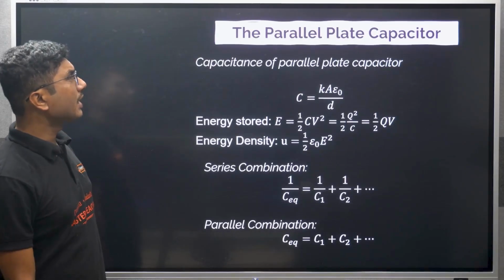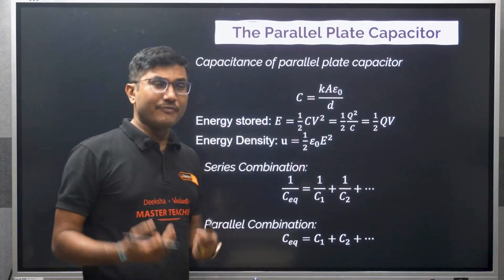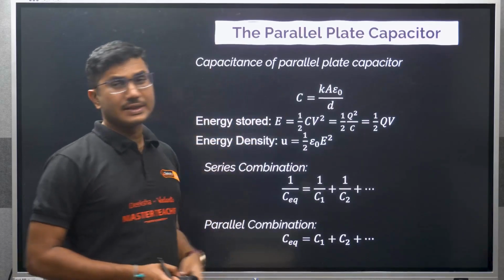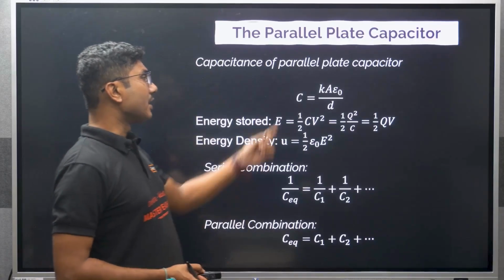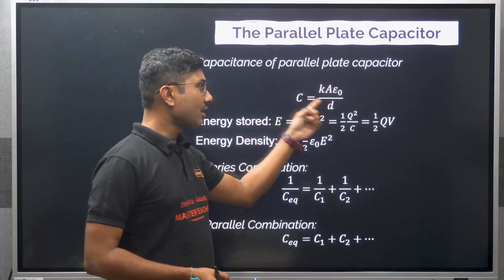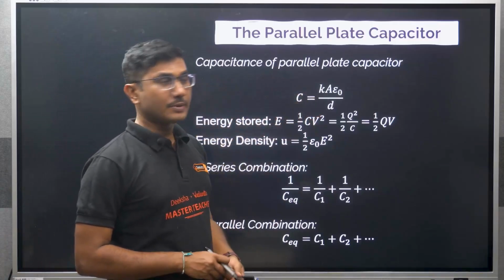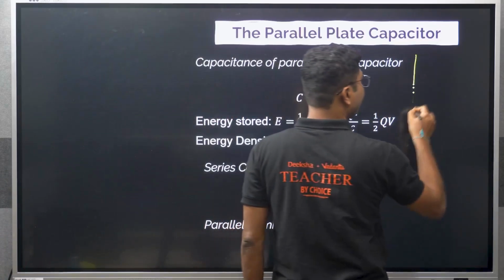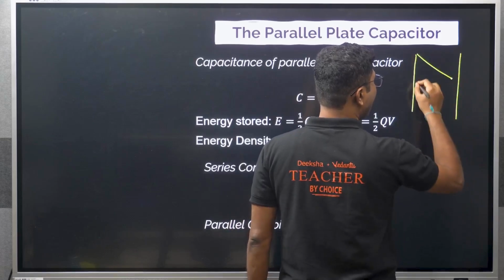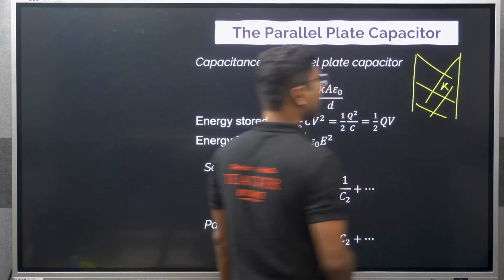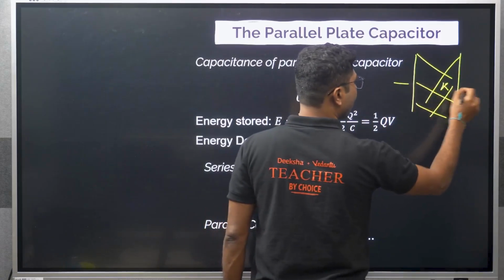Now let's move on to the parallel plate capacitor, the next very important point of this chapter. Capacitance of a parallel plate capacitor is given by C = K A epsilon naught divided by d. K is the dielectric constant of the medium. So if you have a parallel plate capacitor and some medium within it of dielectric constant K, then the capacitance is given by this formula.